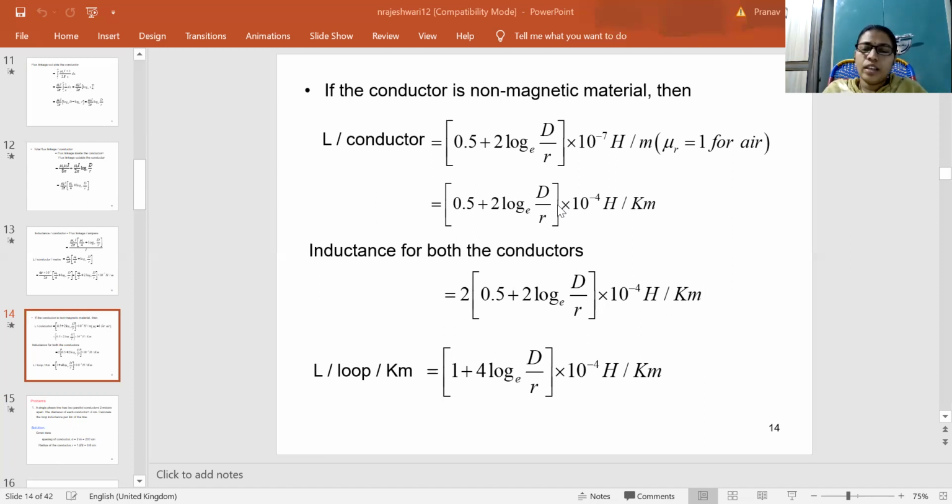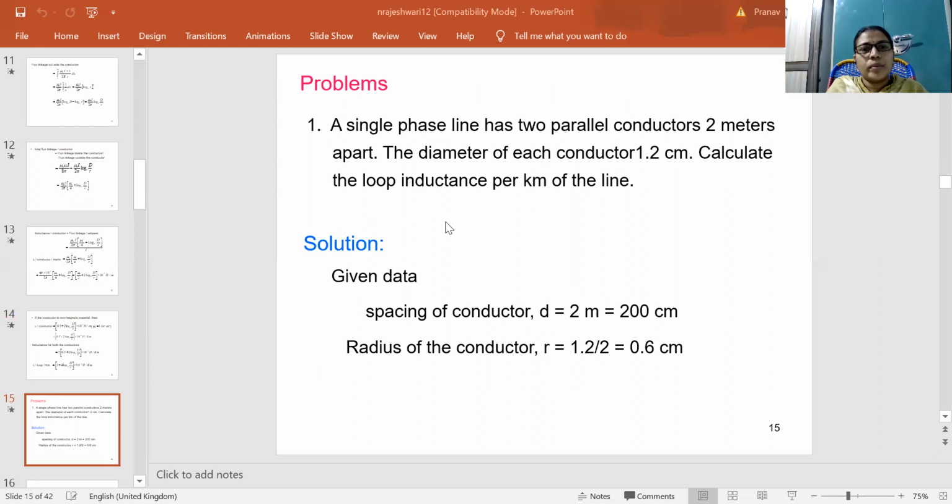Then the inductance for both the conductors will be 2 times the above value. So 2 into 0.5 plus 2 log of d by r into 10 to the power of minus 4 Henry per kilometer. So that is the inductance per loop per kilometer. So 1 plus 4 log d by r into 10 to the power of minus 4 Henries per kilometer. So we will see a problem regarding the above formulas.